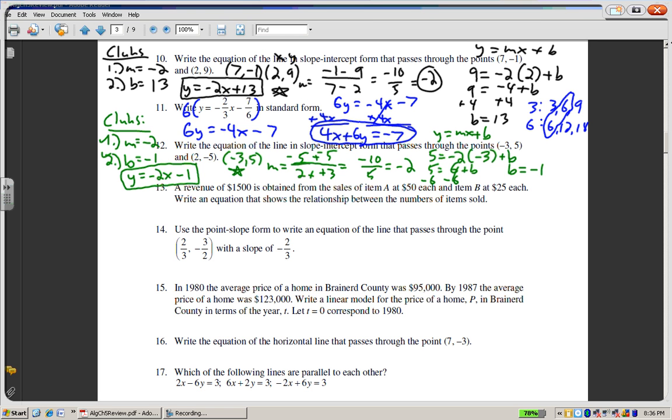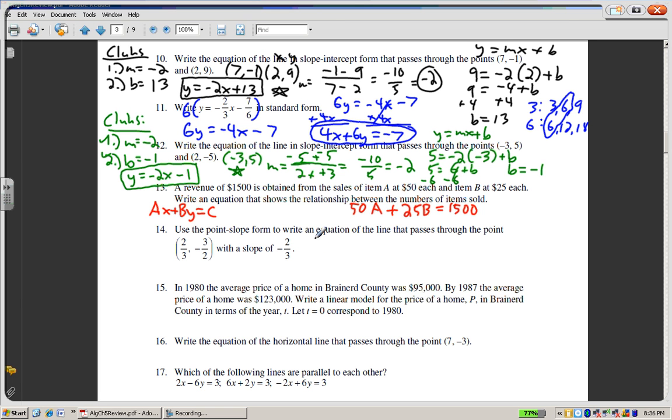All right. A revenue of $1,500 is obtained from the sale of item A at $50 each, item B at $25 each. Write an equation that shows a relationship between the number of items sold. Well, here's the thing. This does not fit any of the other models. This is a standard form type of equation. For standard form, remember we have ax plus by equals c. Well, in this case, the sales of item A, you're going to multiply by $50. You're going to add that to the sale of item B, which cost $25. All that revenue combined is going to be $1,500.